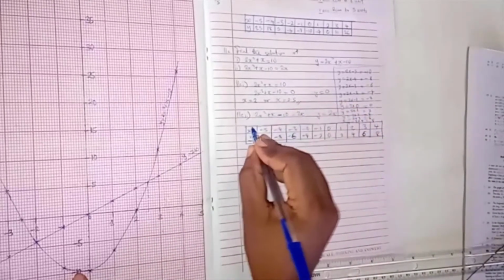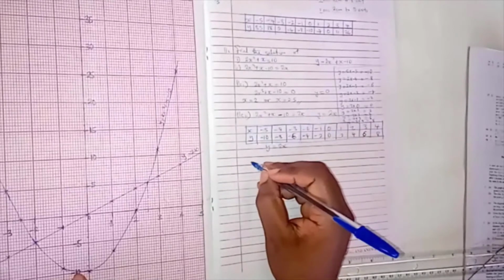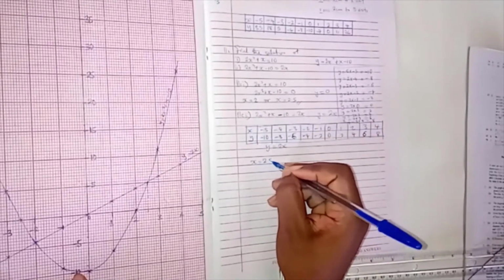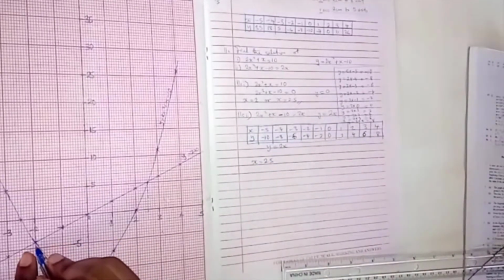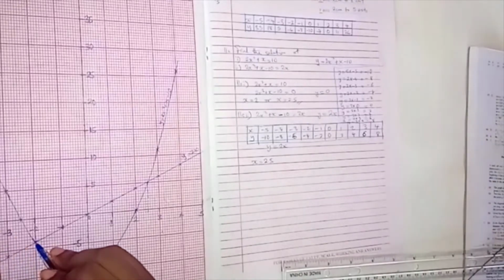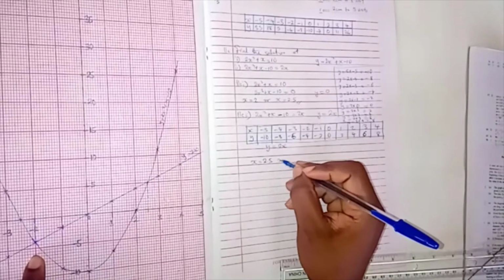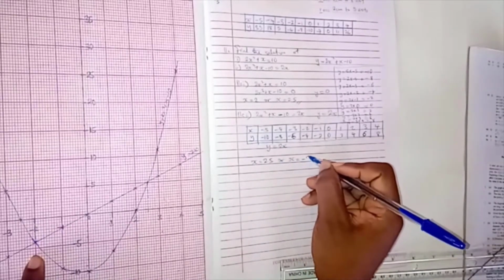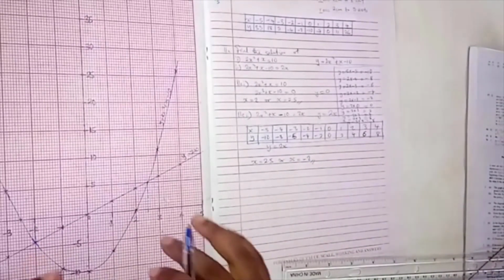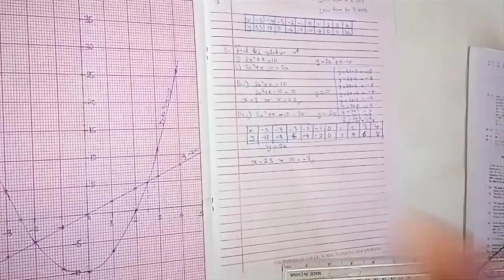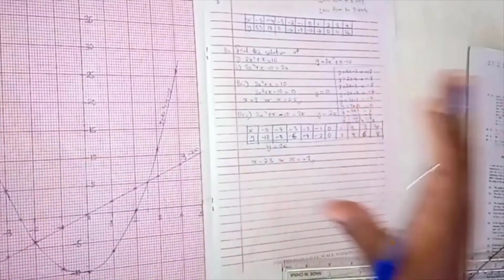So one of the solutions to this equation is x is equal to 2.5. And the next solution is where the line touches the curve here, and when we trace up, we get -2, or x equal to -2. Okay, so this is the solution of 11C.